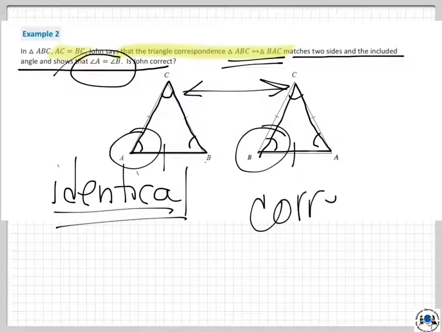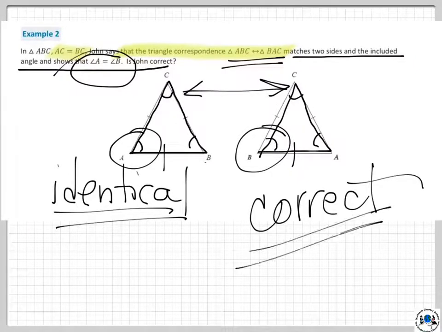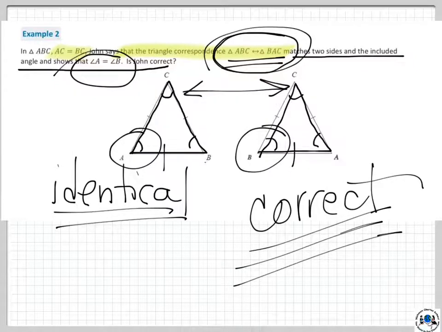So in this case, we weren't able to mark John down. We would have to admit that he was correct. And again, it all boils down to that correspondence there.